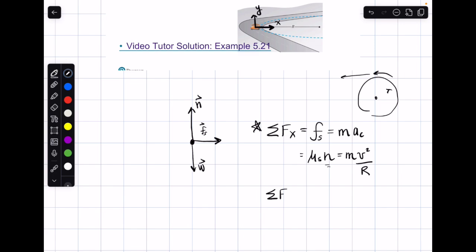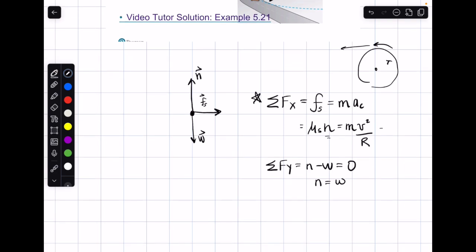And when we add up all the forces in the y, it's simply normal force minus weight equals 0. So the normal force equals the weight. And we can plug that back into here. So we have mu s times the weight equals mass v squared over r.